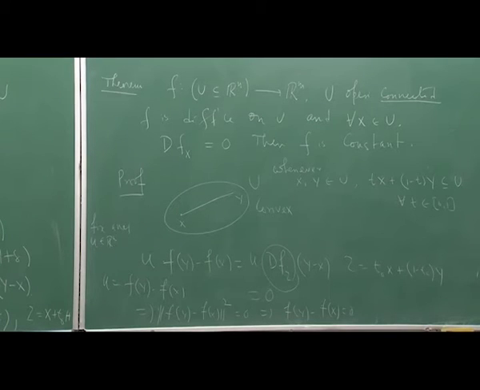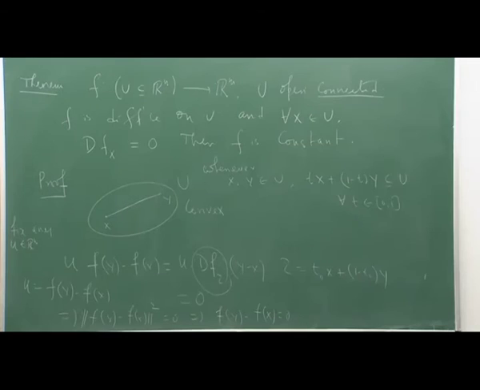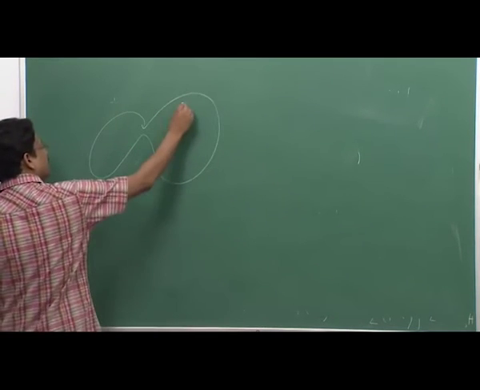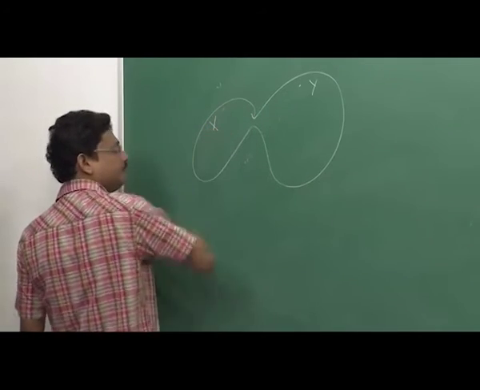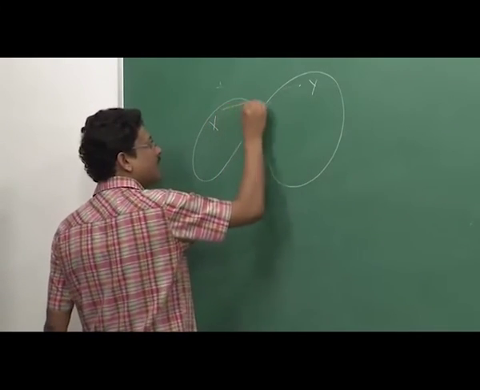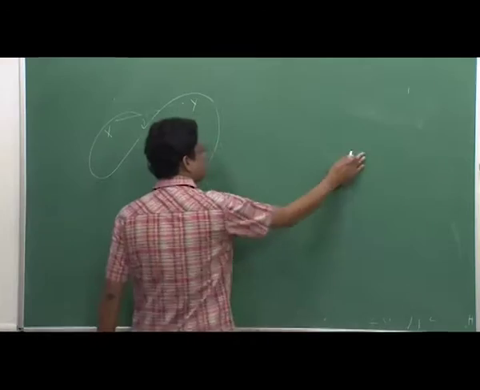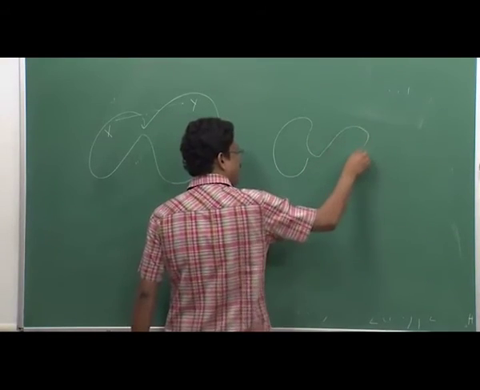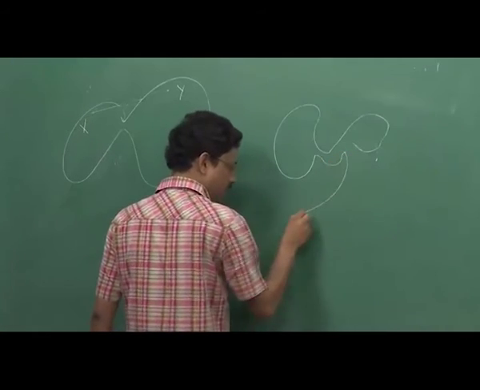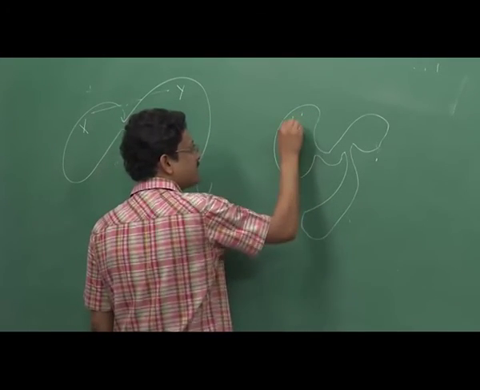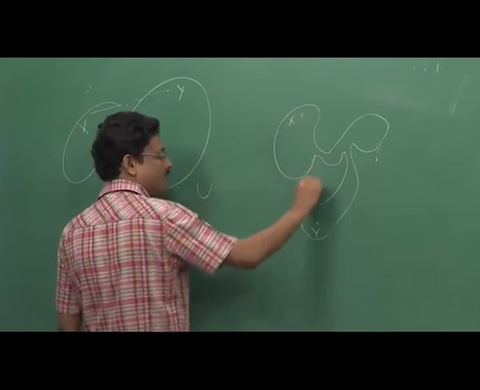But one may immediately recognize there is a problem. What is the problem? U may be open and connected, but it may not be true that any x and y can be joined by a line. For instance, if I have my U like this, and here is my y, here is my x. If you try to join it by a line, this part of the line will go outside U. Or for that matter, U is like this. Here is my x, here is my y. I cannot join x and y by a line, it will go outside.